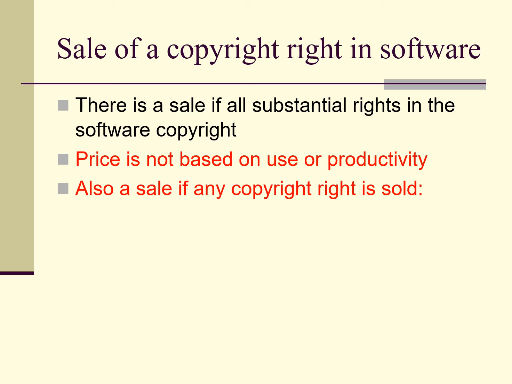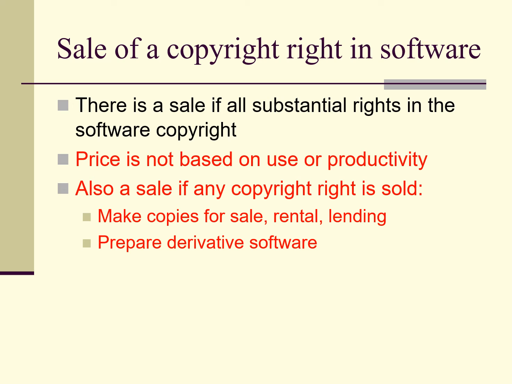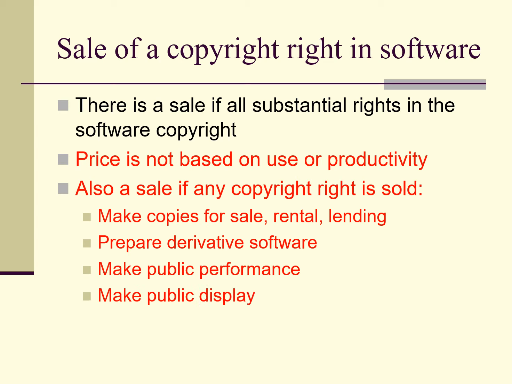There is also a sale of a copyright if any one of the 4 copyright rights is sold. The 4 copyright rights are the right to make copies of the software for purposes of distribution to the public by sale or other transfer of ownership or by rental, lease, or lending; the right to prepare derivative software based on the copyrighted software; the right to make a public performance of the software; or the right to publicly display the software.